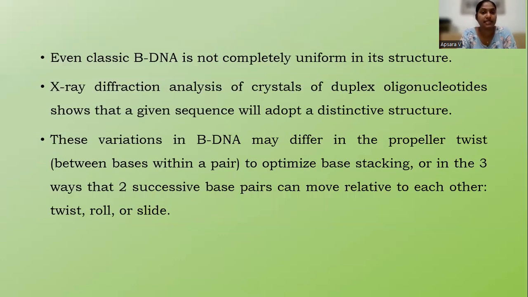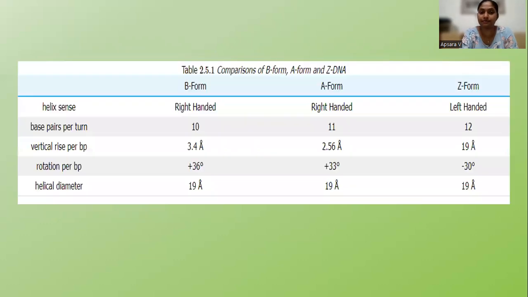Even the classic bDNA is not completely uniform in its structure. X-ray diffraction analysis of crystals of duplex oligonucleotides shows that a given sequence will adopt a distinctive structure. These variations in bDNA may differ in the propeller twist to optimize base stacking, or in the three ways that two successive base pairs can move relative to each other: they can twist, roll, or even slide.